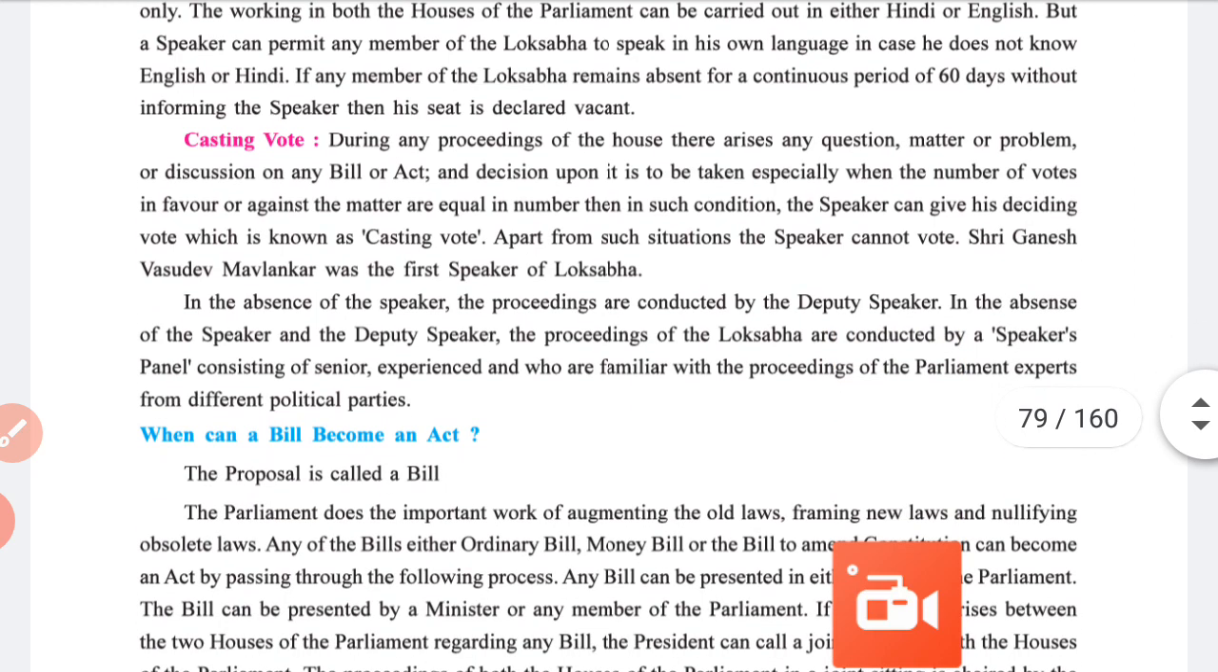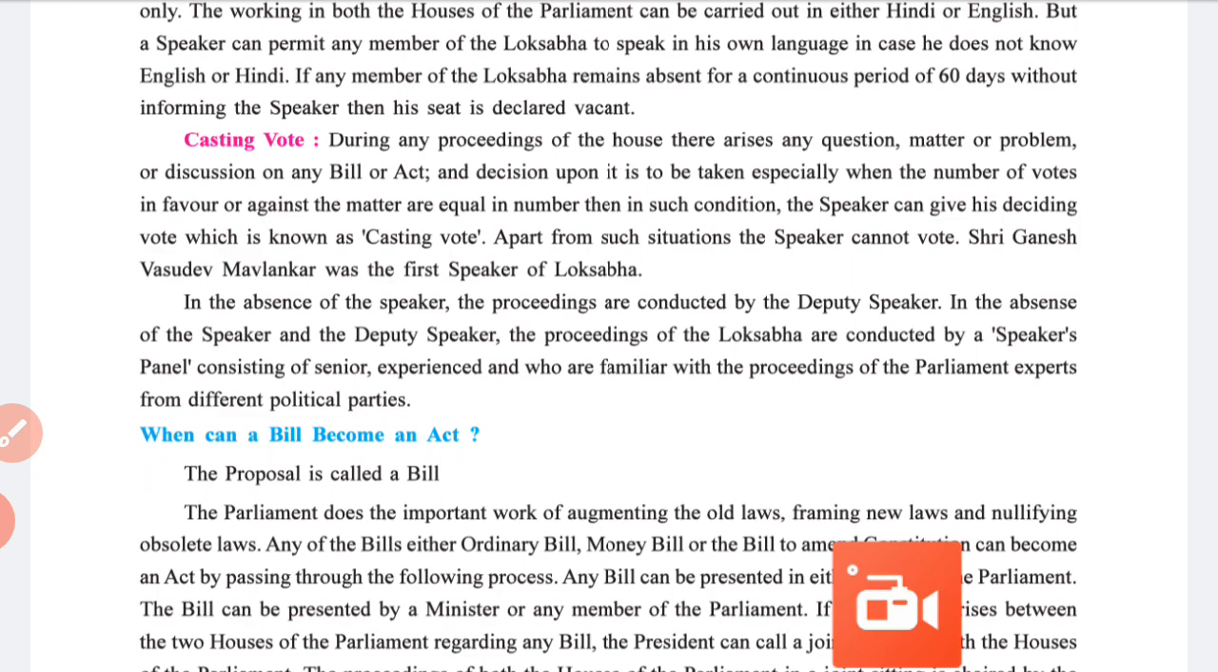Then the casting vote. During any proceeding of the House, if any question, matter, or discussion arises on any bill or act and a decision is to be taken, especially when the number of votes in favor and against is equal, then in such a condition the Speaker can give his deciding vote, which is known as the casting vote. Please underline what a casting vote is.